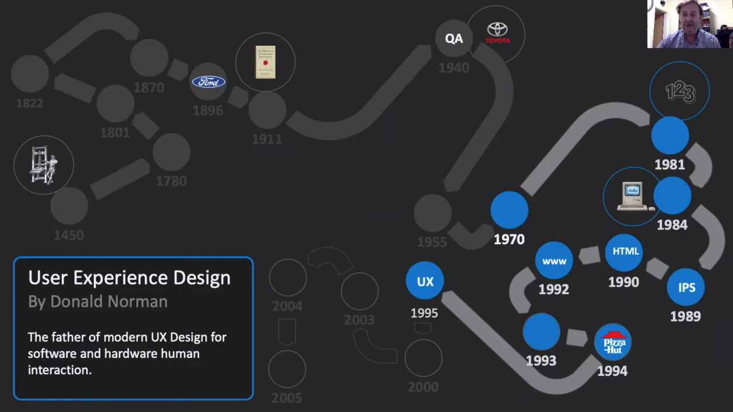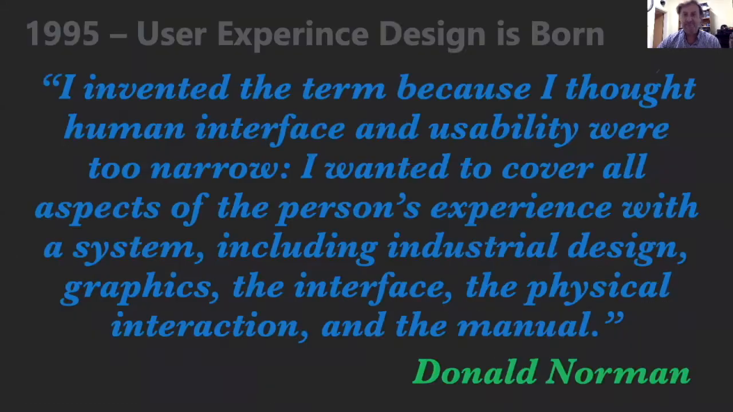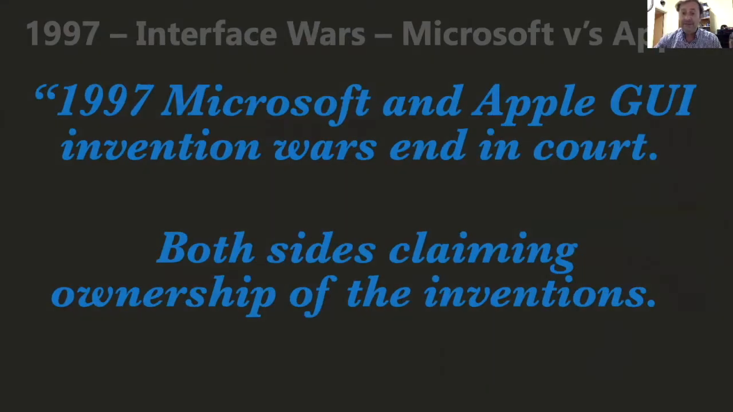In 1995, human-machine interaction evolved into the holistic user experience, which refers to the broader understanding of interfacing with a machine. The term was created by Donald Norman, encompassing the overall experience of software and the computer as a complete package. I invented the term because I thought human interface and usability were too narrow. I wanted to cover all aspects of a person's experience with the system, including industrial design, graphics, the interface, the physical interaction, and the manual. Donald Norman.